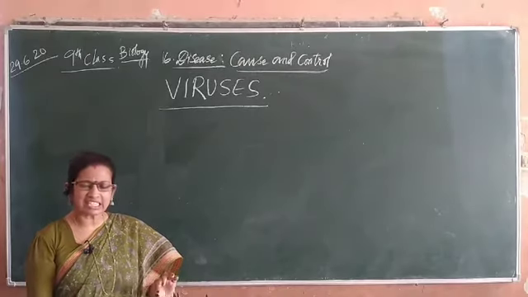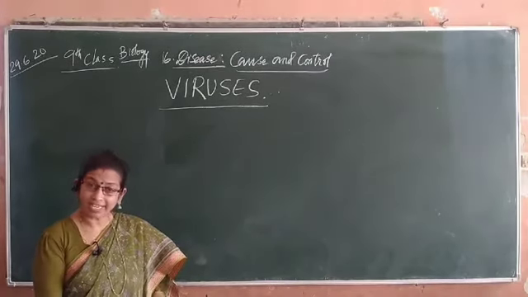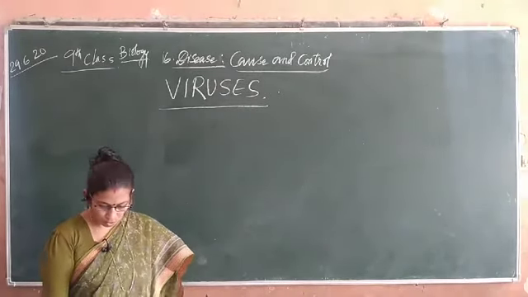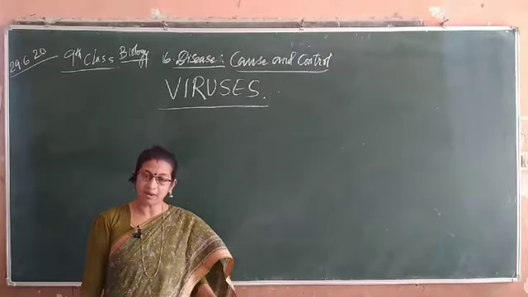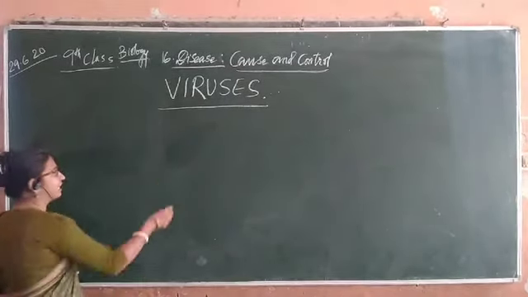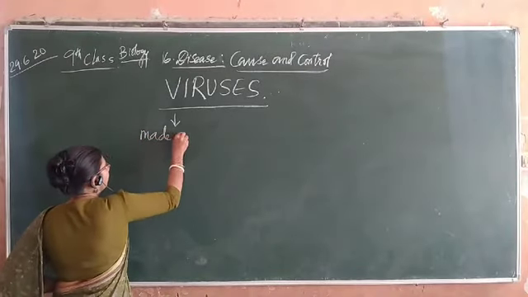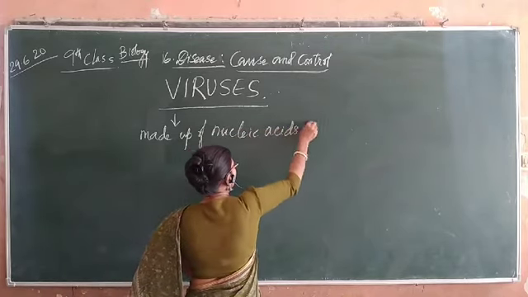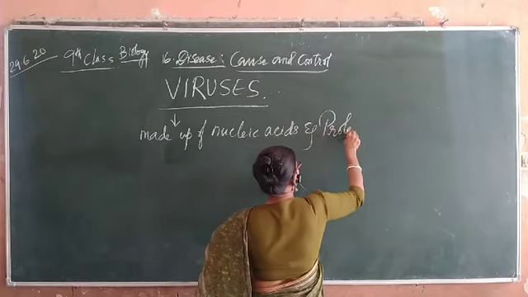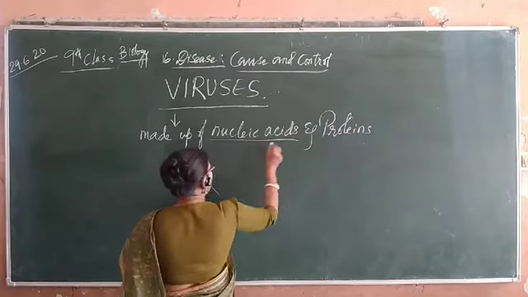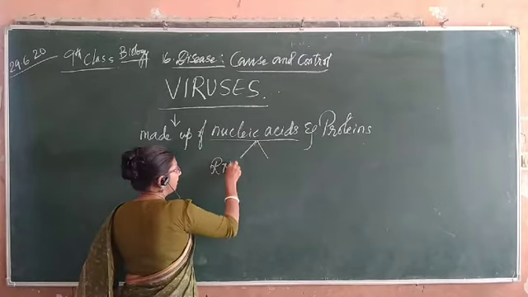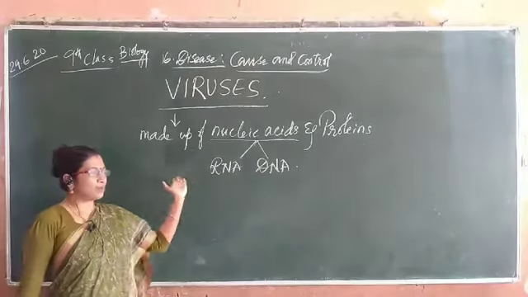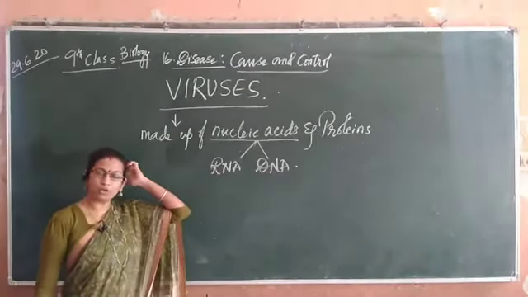So viruses are extremely small, microscopic. They can be seen under a very powerful electron microscope, and viruses are made up of nucleic acids and protein. Now these nucleic acids are again of two types, that is RNA and DNA. RNA is ribonucleic acid, DNA is deoxyribonucleic acid.